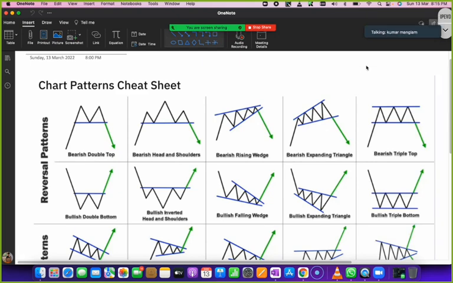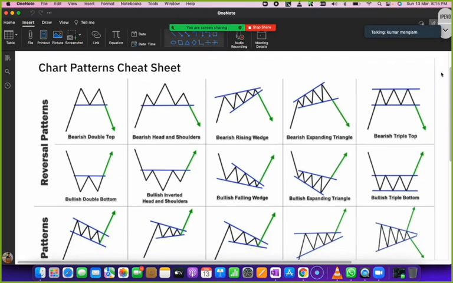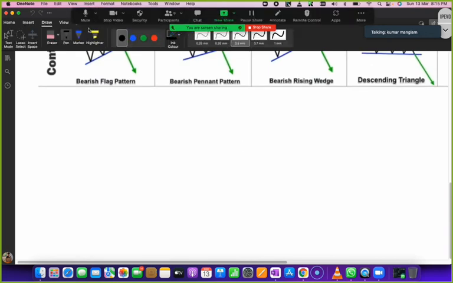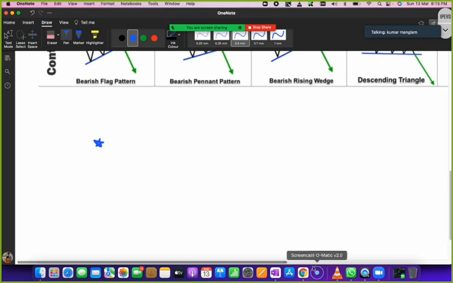So the thing that we will discuss today is a chart pattern, right? And about chart patterns, let's first go through the basics rather than the details. So what actually is a chart pattern?